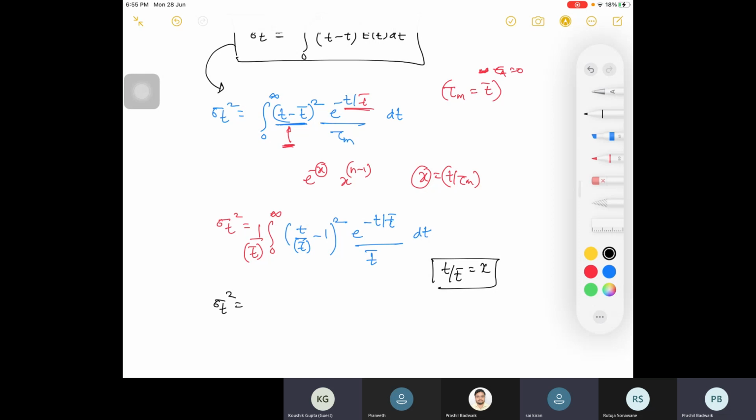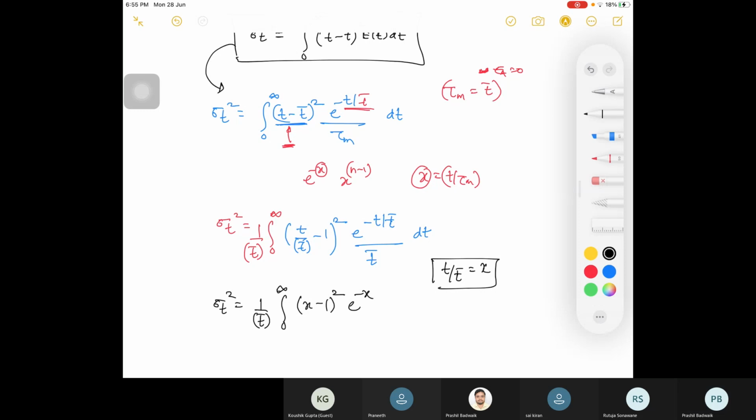Sigma t square, 2 by tau m square. What is 2 by tau m square? I think you are telling me the final answer. Yes, sir. Okay, we'll solve. So this is your 1 by tau m or t mean integration 0 to infinity. This is your (x minus 1) whole square e power minus x, right?